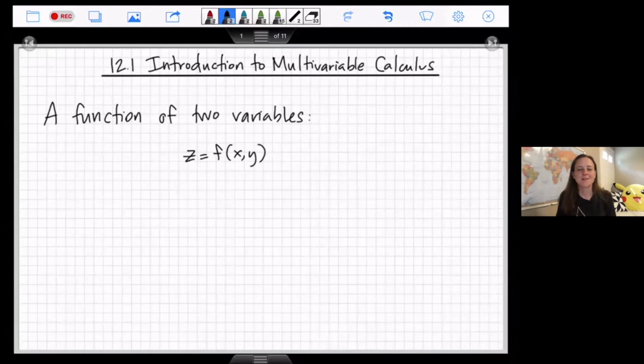All right, today we are starting chapter 12. We have an introduction to multivariable calculus here in section 12.1, and we're going to define a function of two variables. All right, so let's think back to when we were in algebra and we first learned about functions.